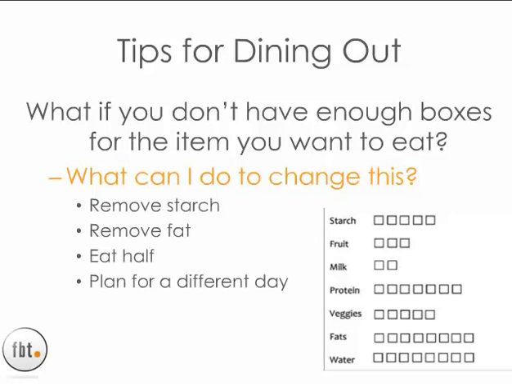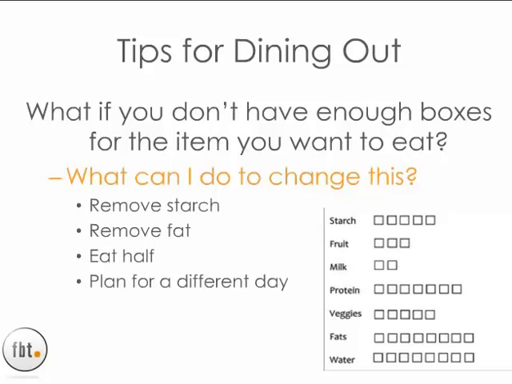Another thing you could do to change it would be to eat half. If you have half the boxes for what's written on the website, then when the meal comes out, you could literally cut everything in half, put it in a to-go box, and then eat what's on your plate, and that would fit within the boxes that you have left. Another thing you could do is, if you know what you would like to eat just isn't going to fit with the boxes that you have left for that day, to go ahead and plan that meal or that choice for a different day when you can make it work better with what you have given for the day already.